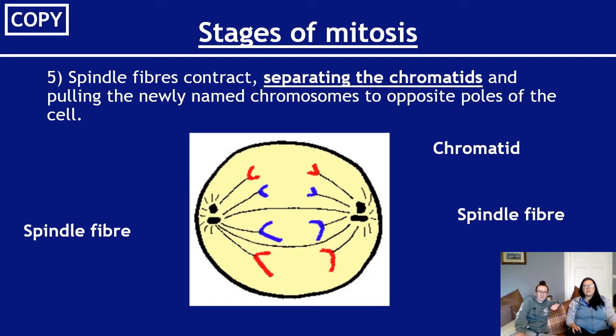Spindle fibers then contract. Now, this is where your language needs to be super accurate as well. So the spindle fibers contract, and that pulls apart or separates the chromatids. But as soon as the chromatids are separate, they are now called chromosomes. Okay, so the chromosomes then move to the opposite poles of the cell.